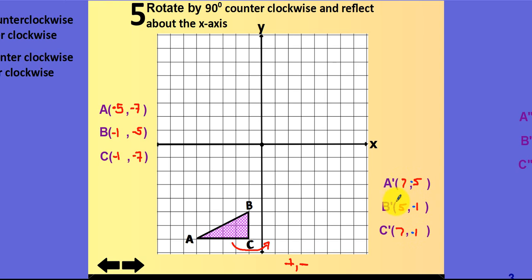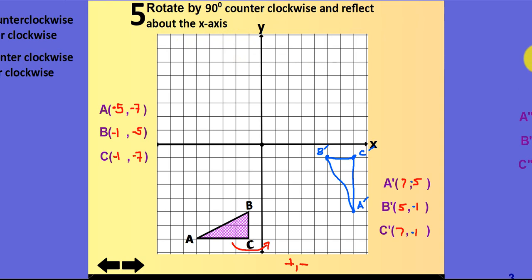And then plot these vertices. So 7, negative 5, meaning 7 to the right. 1, 2, 3, 4, 5, 6, 7. 5 down. 1, 2, 3, 4, 5. So this is our A prime. B prime is 5, negative 1. 1, 2, 3, 4, 5. Negative 1, you go down. That's your B prime. And then C prime, 7, negative 1. 1, 2, 3, 4, 5, 6, 7. Then negative 1. This will be your C prime. And this will be your rotation 90 degrees counterclockwise. Now we are not yet done.